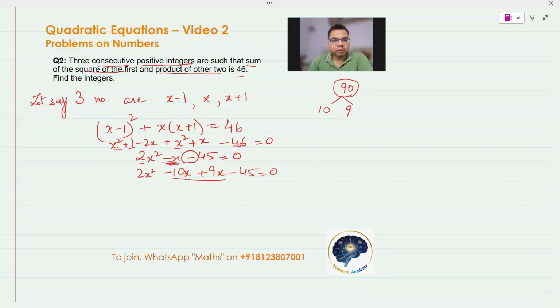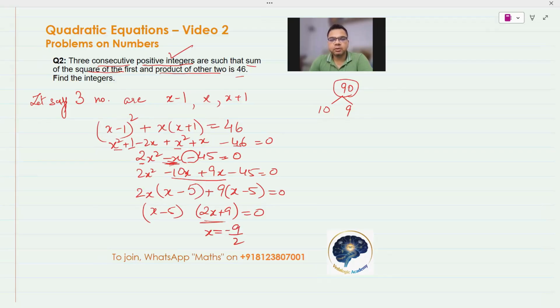Okay. So now I'm going to take 2x as common from the first two terms: 2x minus 5. Then I'll take 9 common from the rest, so it becomes x minus 5 again. And if I take x minus 5 as common, it becomes 2x plus 9 equals 0. Now since these are positive integers, if I use this one, x equals minus 9 by 2, which is neither positive nor an integer, so this cannot be true. So in this case, x minus 5 equals 0, and therefore x equals 5. And this is a positive integer.